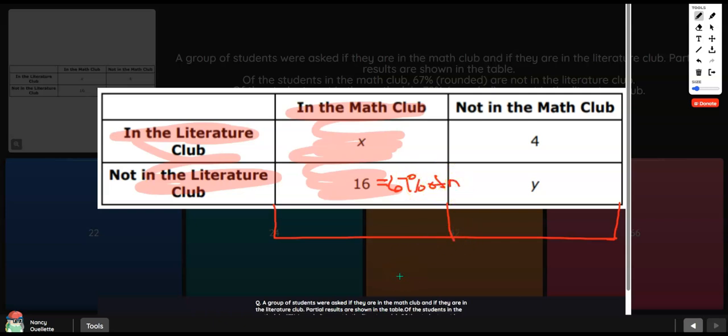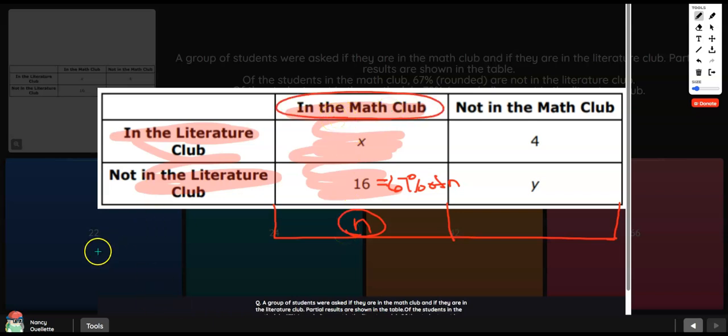I'm not going to call it X and Y because we've got an X and Y in this chart already, in this two-way table. So we know that 16 is 67% of this number down here, this total down here. Because of the students in the math club, 67% are not in the literature club. So this number N down here would be all the students who are in the math club.